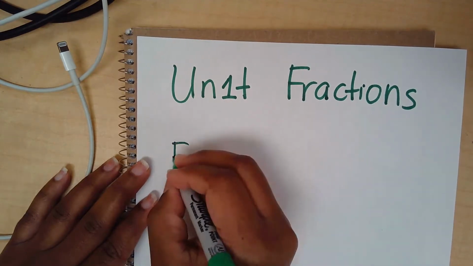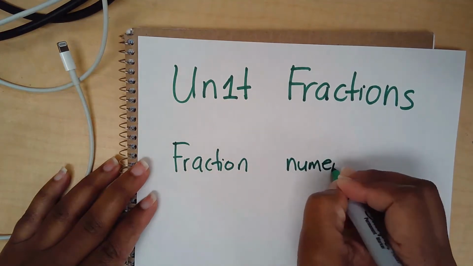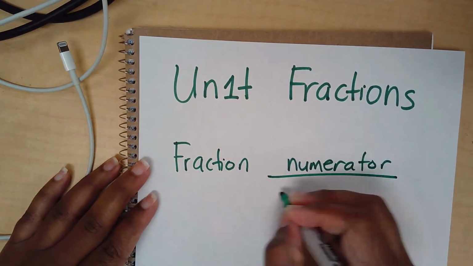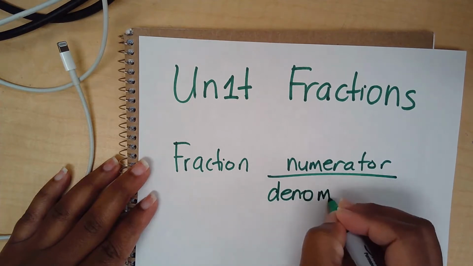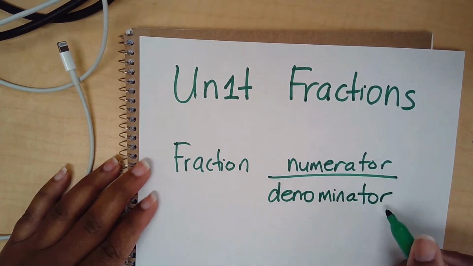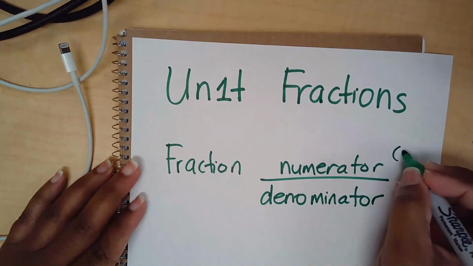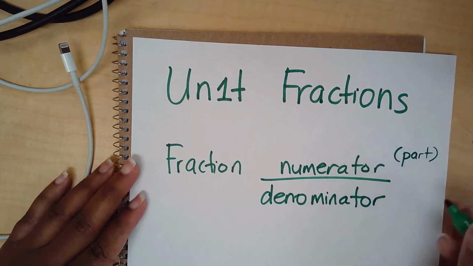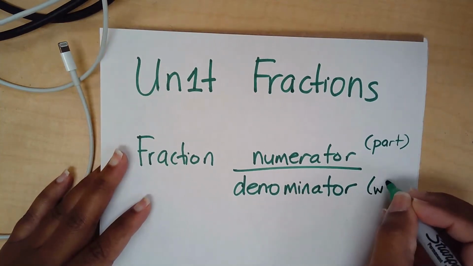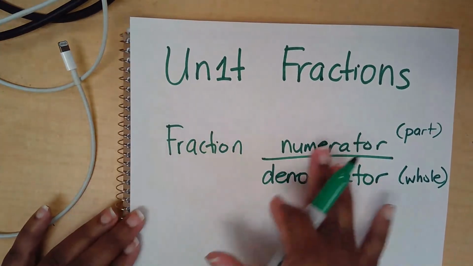So a fraction usually has a numerator and a denominator. The numerator is usually on top and the denominator is usually at the bottom. The numerator tells the part of the whole, but the denominator tells us the whole. So we're going to talk a little bit about unit fractions.